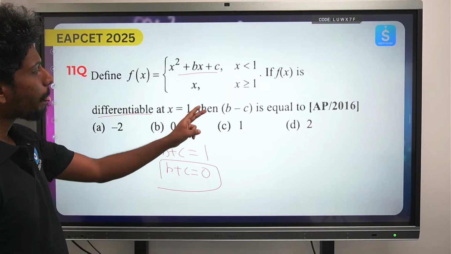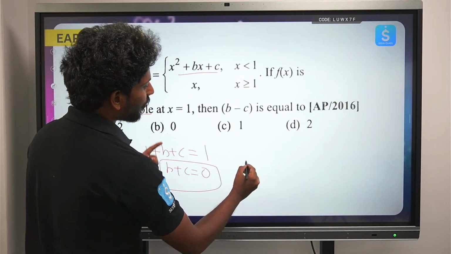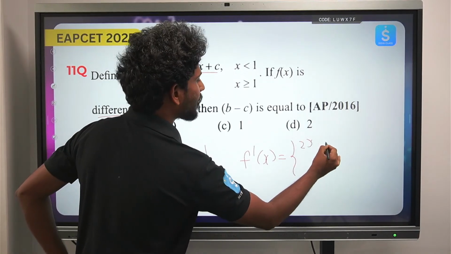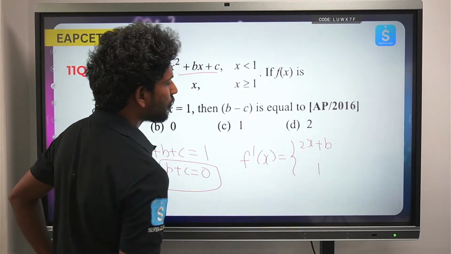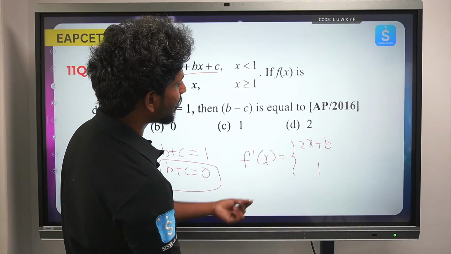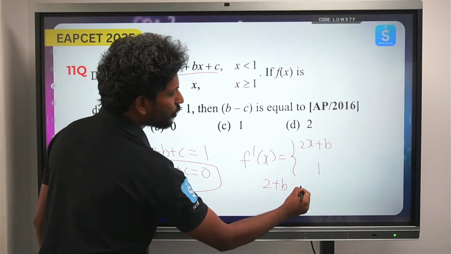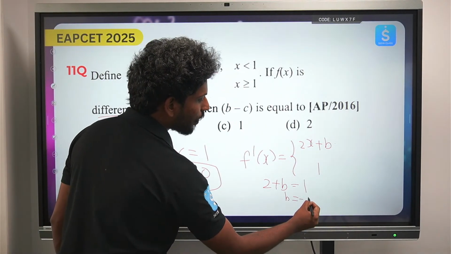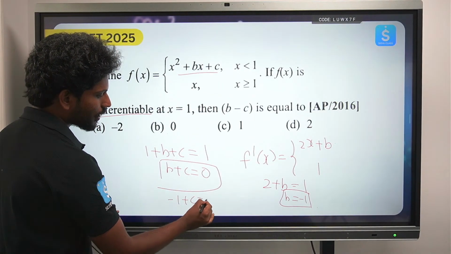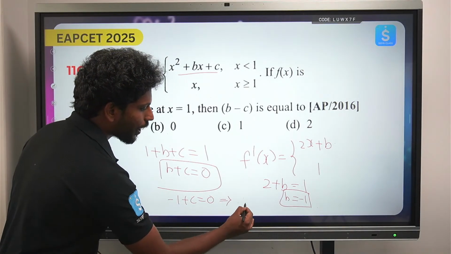And the next one: as we are saying that it is differentiable, just differentiate this function. f'(x) = 2x + b, and this will be equal to 1. As he is saying it is differentiable, 2 + b, substituting the value 1: 2 + b = 1, b = 1 − 2, which is −1. So b = −1, and −1 + c = 0. The value of c is 1. So from here I got the value of c to be 1.